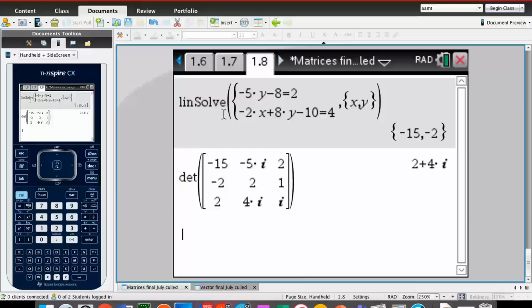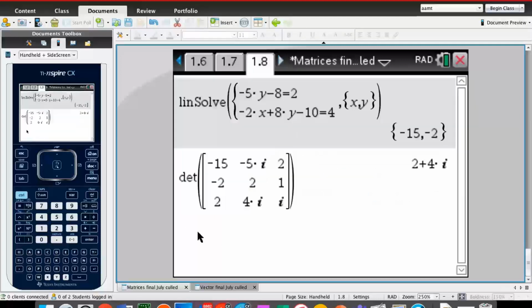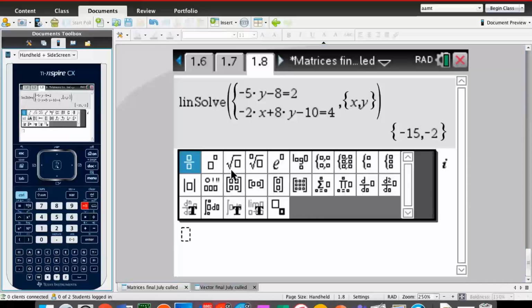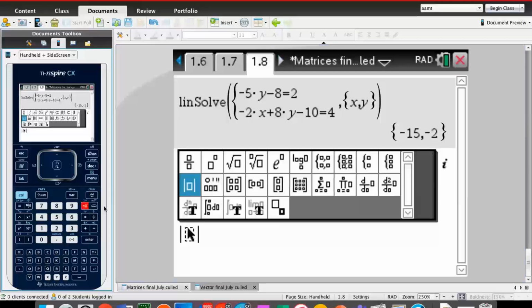I'm in a calculator page. These pages alternate, so we've got a grey area and a white area. So in the calculator page, you have to be careful that you don't use the absolute value symbol. You have to use the determinant. You have to type in determinant, or it's probably easiest to type in det. So I'll just show you what happens if you use the absolute value symbol. If we use that and put in a matrix, I'll just use a 2 by 2.